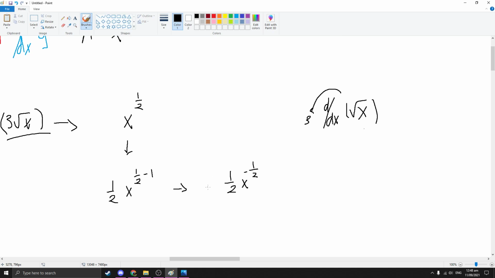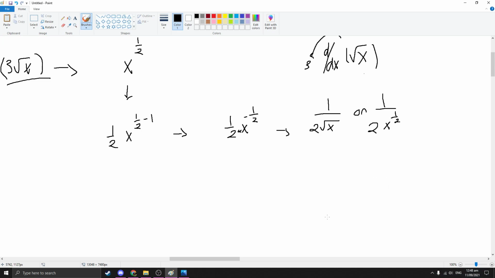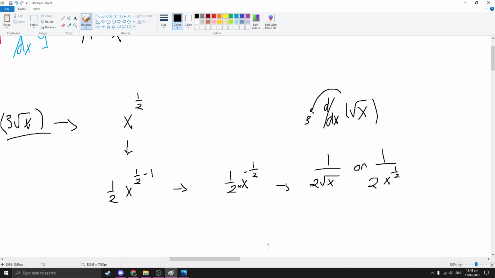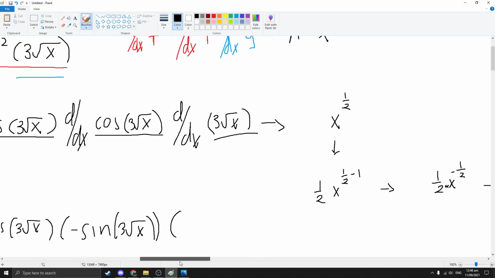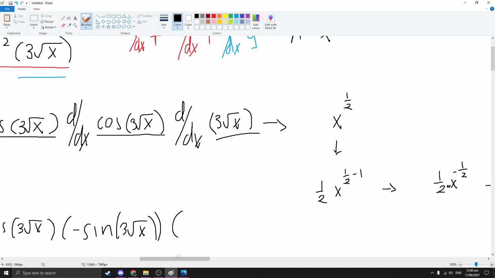So, paano mawala yung exponent na negative 1 half? Gagawin natin is ibababa natin yung x kasama dito sa denominator ng 2. So, ang magiging sagot niya is 1 over 2 square root of x. Or, you can rewrite it as 1 over 2x raised to 1 half. So, yun yung derivative ng square root of x. So, back to the start.